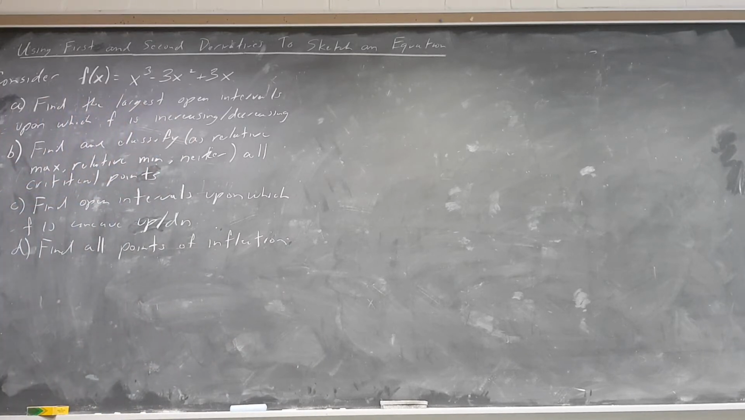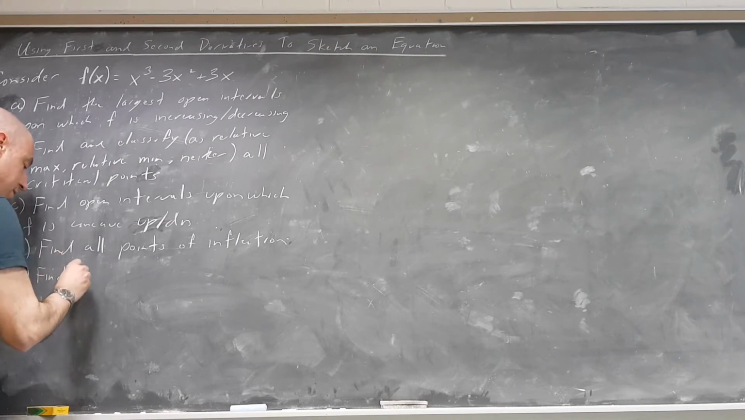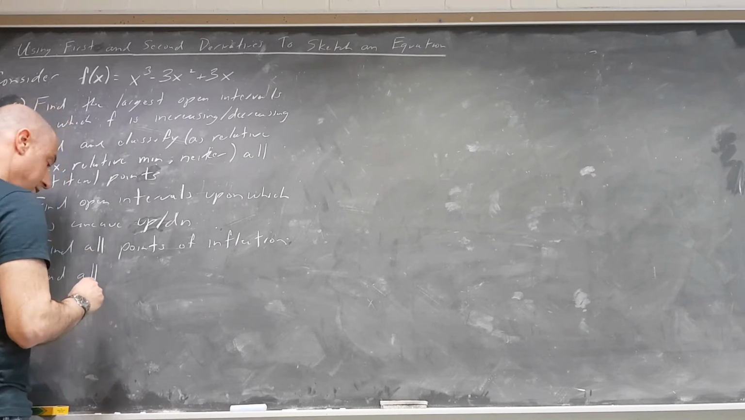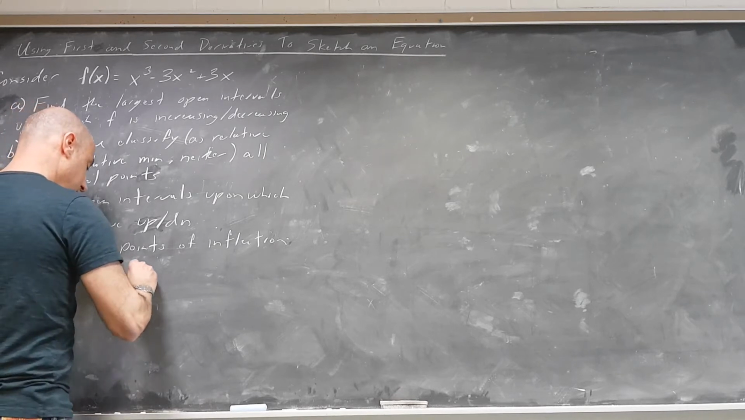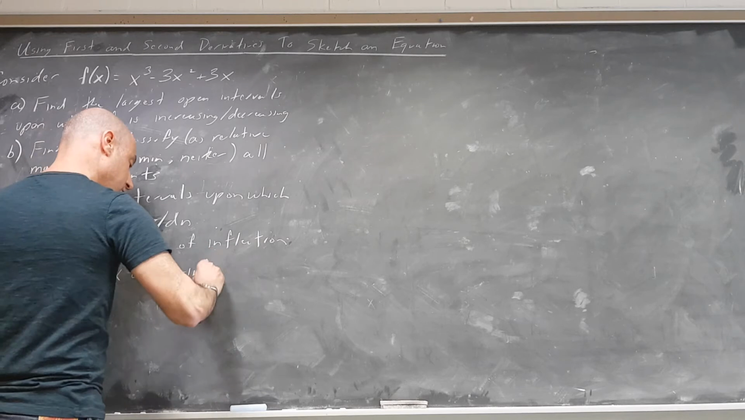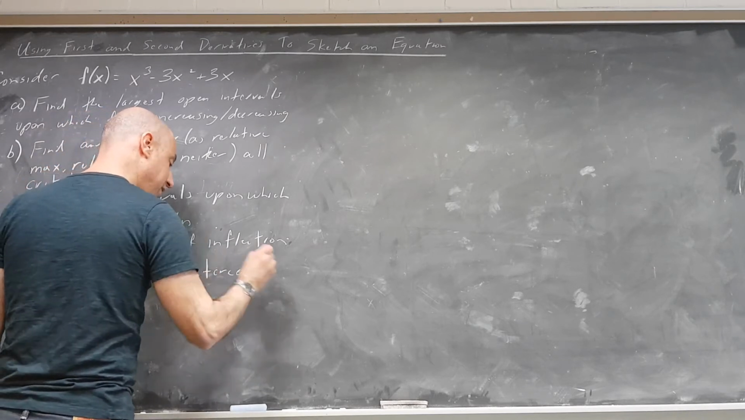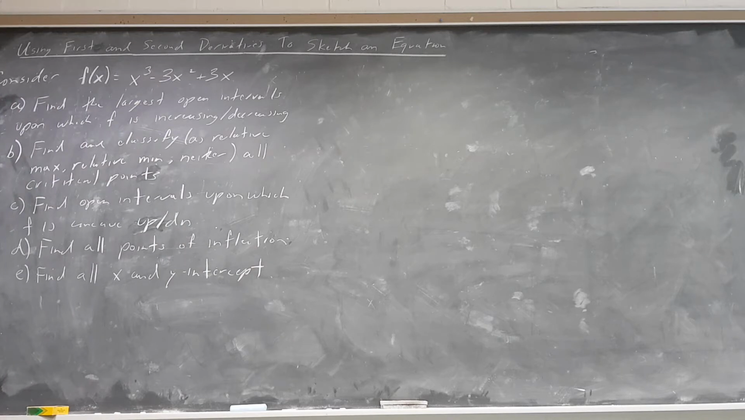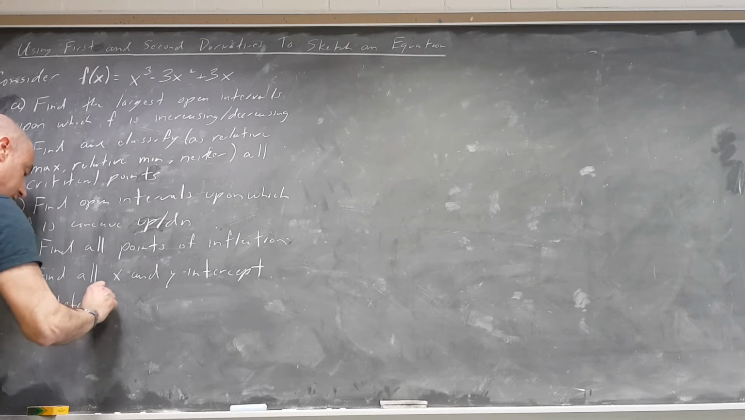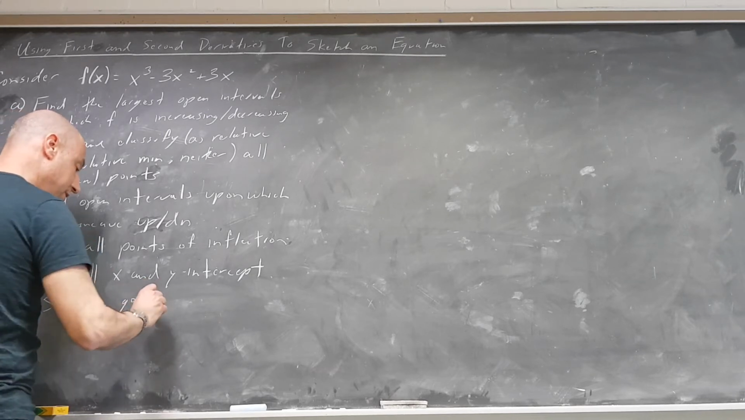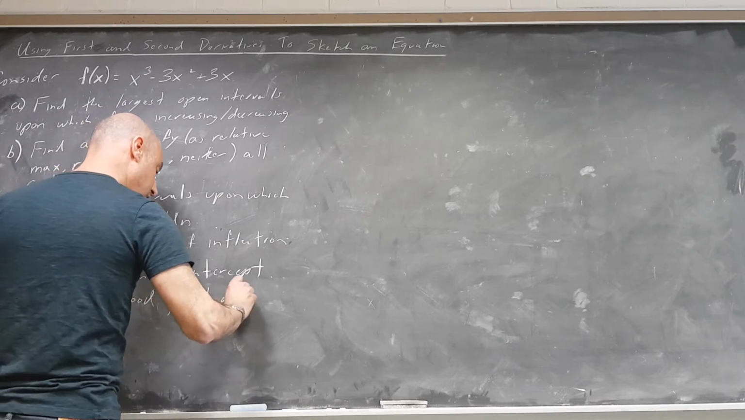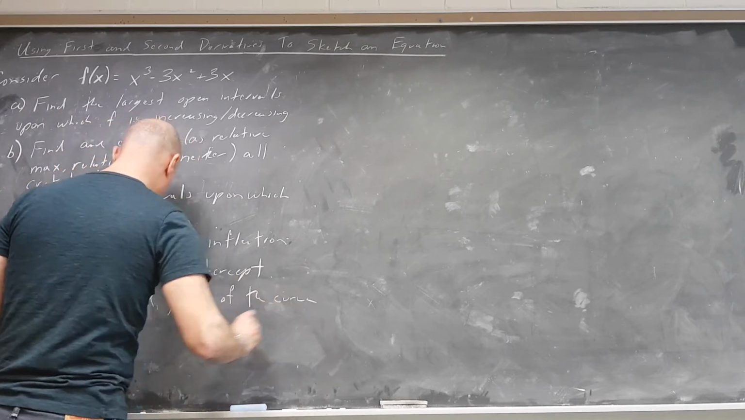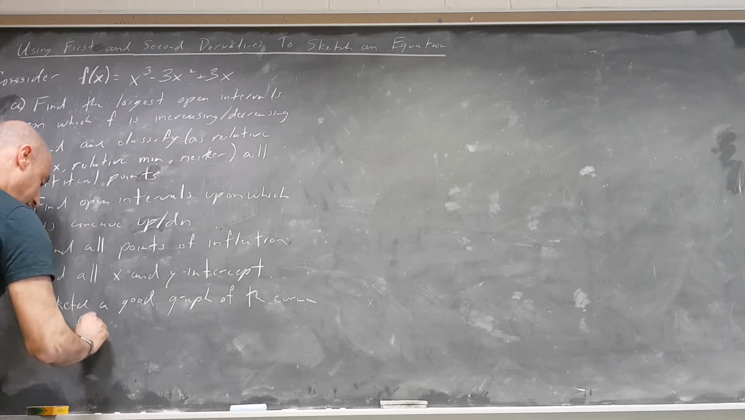Fifth, something that you could have done before you ever came into a calculus class, but it's an important part of graphing anyway. Find all intercepts. All x and all y intercepts. You know exactly how to do that. And last, sketch a graph, a good graph, of the curve y equals f of x.